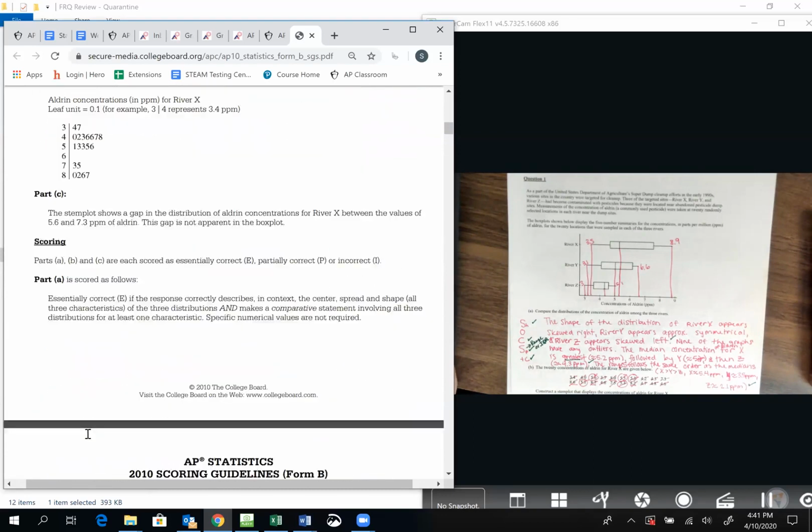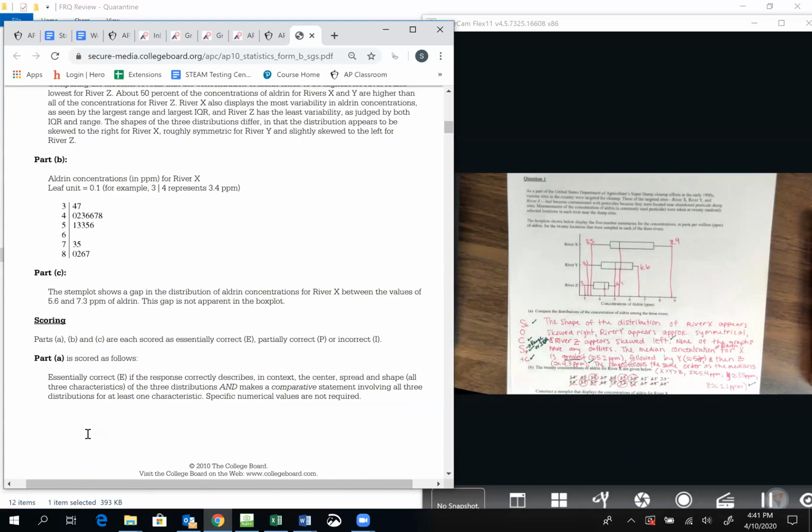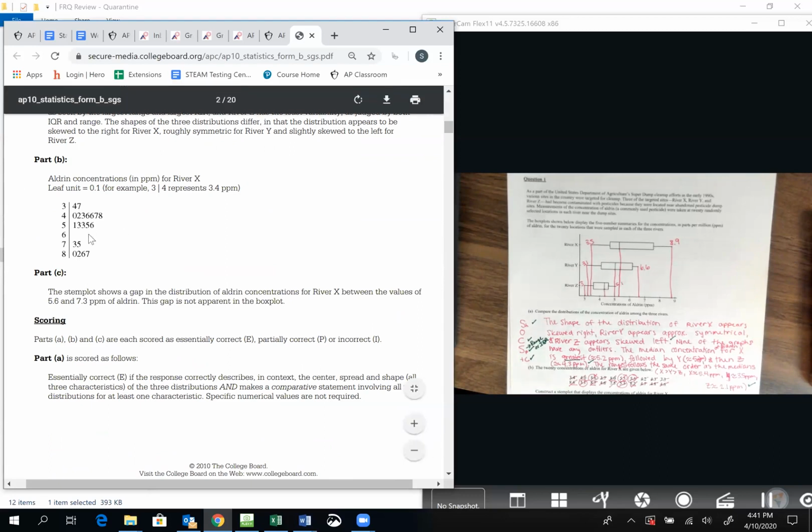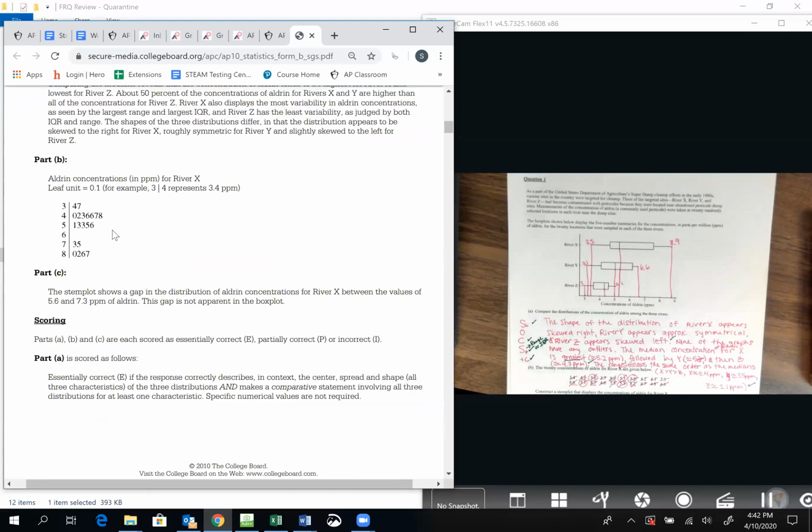Part B asked you to make a stem plot. So for your stem plot, make sure you have a title, make sure you have a key. Should look something like that. You don't have to have commas. I put commas, but notice they did not put commas on theirs. Should be in order from least to greatest. You should not have skipped 6, even though there wasn't anything on 6.